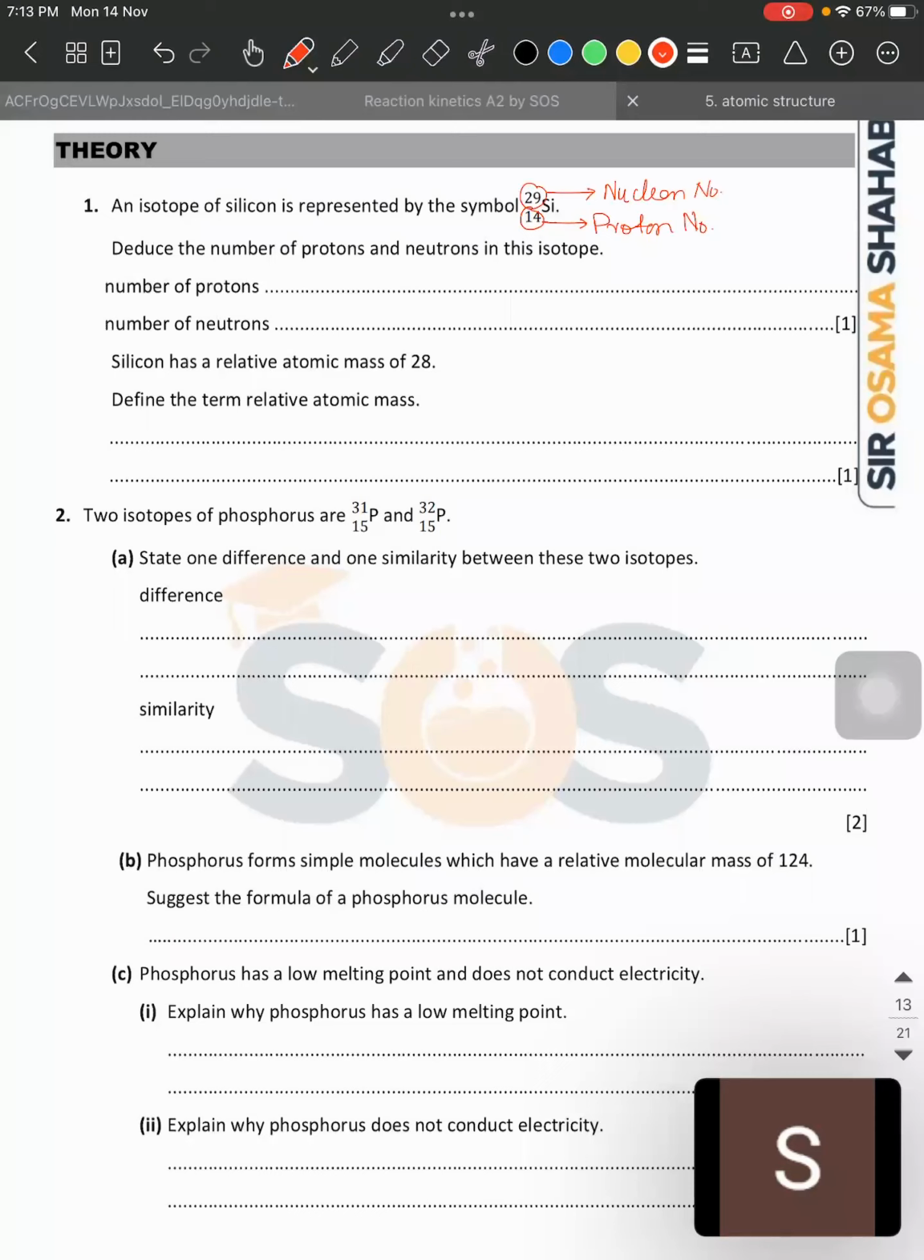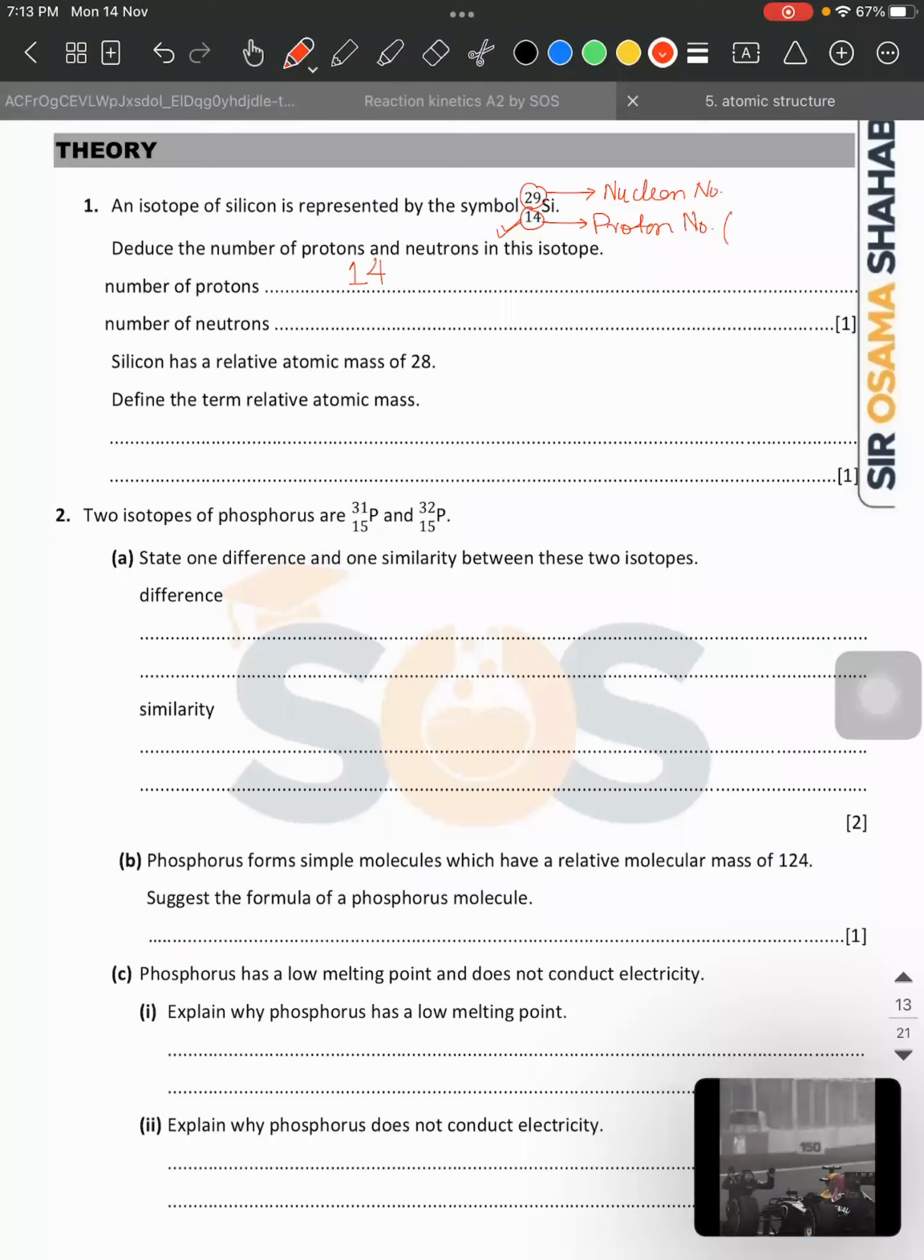Now they're asking for the number of protons. We know that the smaller one is the proton number, which tells you the number of protons present in the nucleus, right? So proton number and number of protons are the same thing. So if they ask for the number of protons, you can say that we have 14 protons over there, right, bacho? Yes, sir.